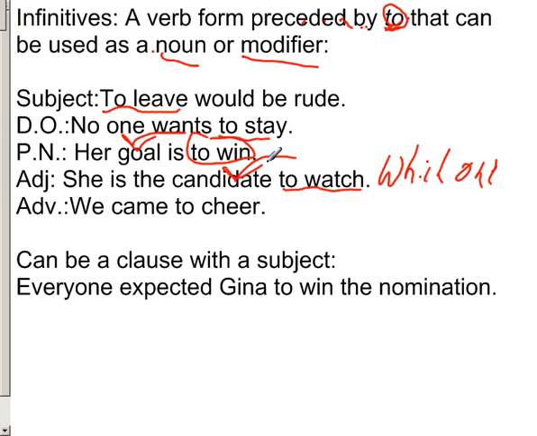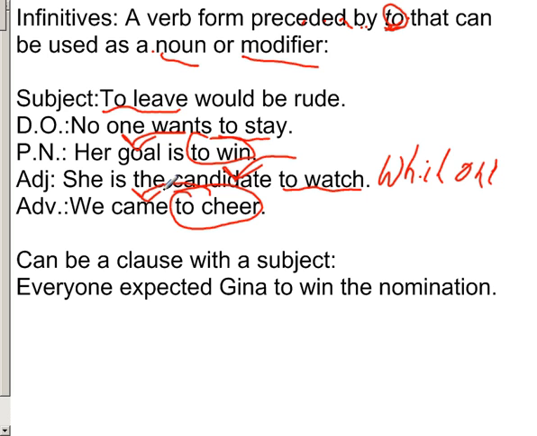And then lastly, "We came to cheer." Okay. Now remember, your adverb questions are how, when, where, to what extent, or why. Alright? And we say, why did we come? To cheer. So, once again, that is an adverb.